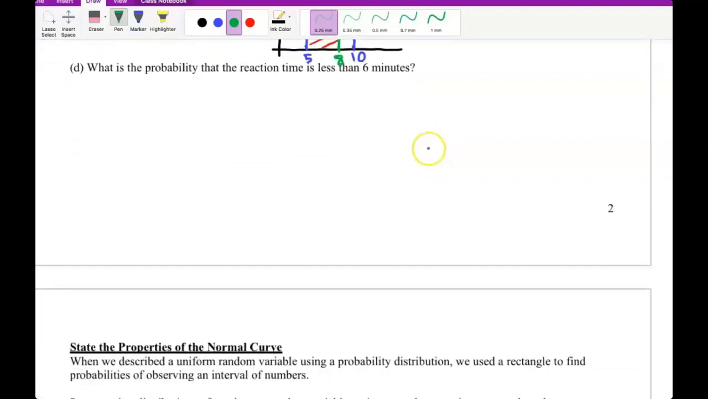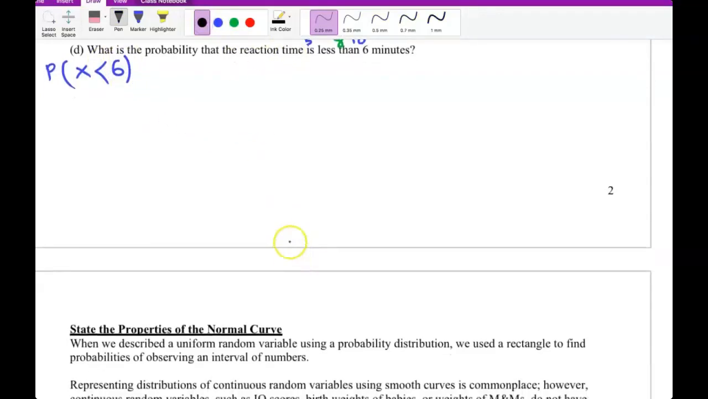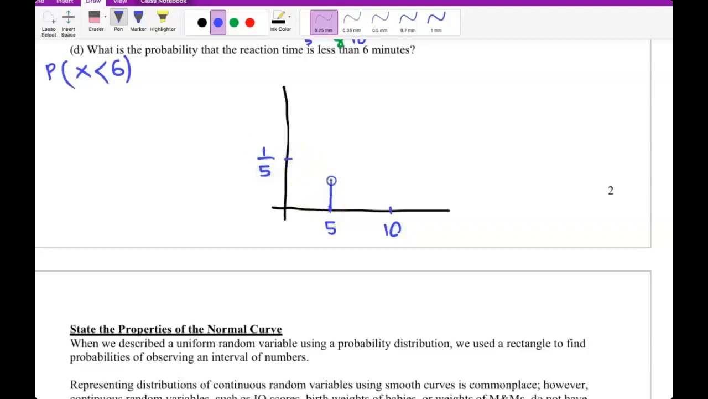Now part D, what is the probability that reaction time is less than 6 minutes? So probability X less than 6. Again, 5, 10, and here 1/5. Now we have X less than 6. So we should find the area for this part, which is less than 6. So that is equal to 1/5 times the difference between 6 and 5, which is 1. So the answer is 1/5.